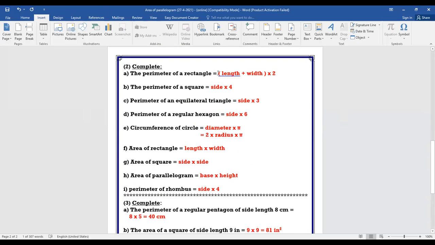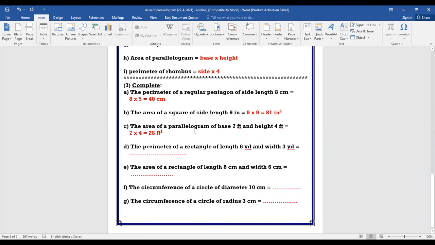Perimeter will be length plus width multiplied by 2. But if you multiply them, it's the area, not the perimeter. Again, for the perimeter, length plus width multiplied by 2. Okay, Ady? So to find the perimeter, what will we do?